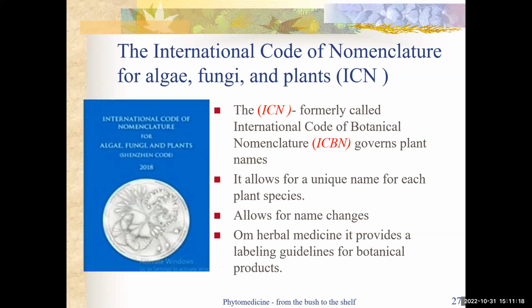We have the International Code of Nomenclature for those 3 different categories. So that is the current rules, and you can see it only came up in 2018. We have a history of codes because everywhere the meeting is held, the code is named after that place. The last meeting was held in China, in Shenzhen, so it's called the Shenzhen Code. That is the latest code that governs.